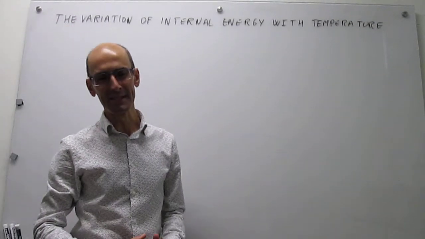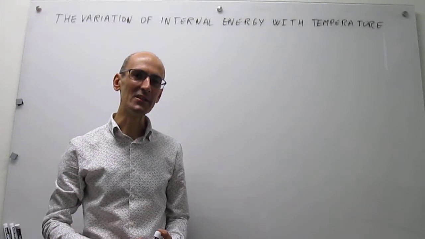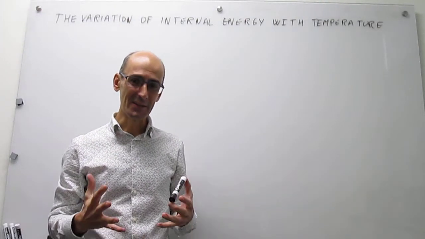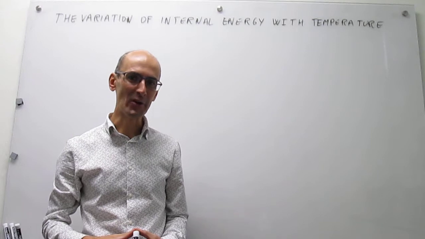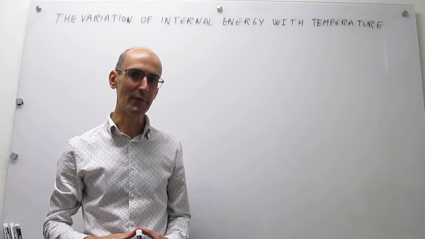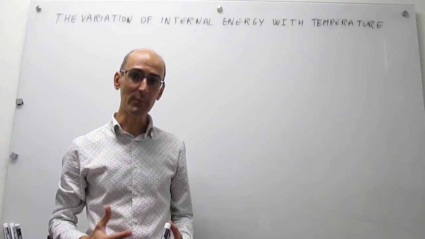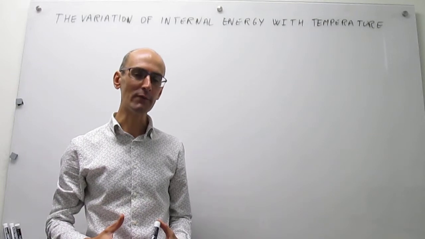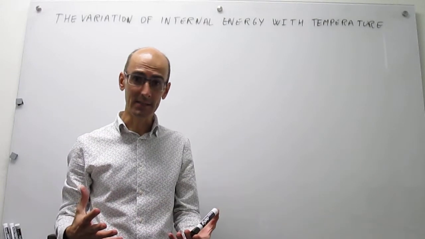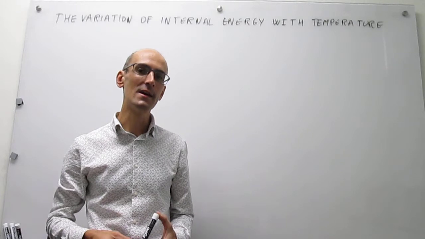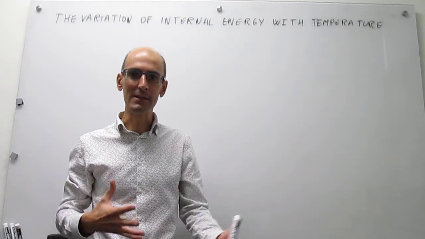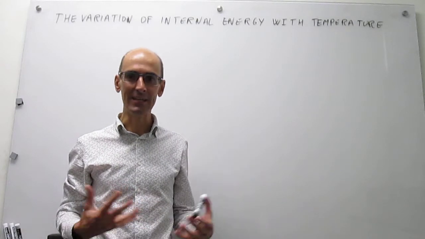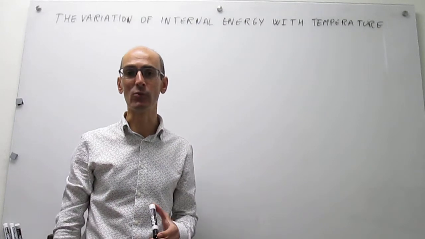This video discusses the variation of the internal energy with temperature. The internal energy is the key thermodynamic variable in the first law of thermodynamics, and it's important because it allows us to do the bookkeeping of energy in any system, chemical or otherwise, that we're interested in. That can be a cell, it could be a heat engine, it could be any system that you really want.